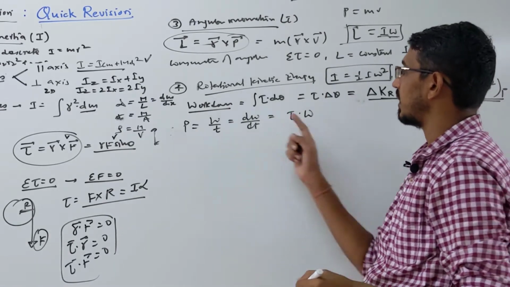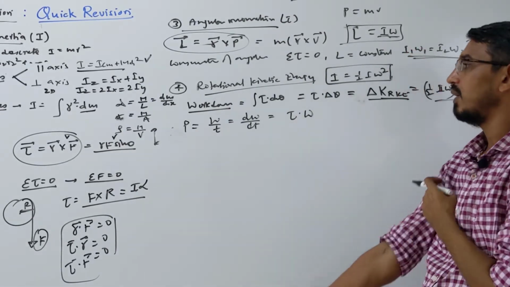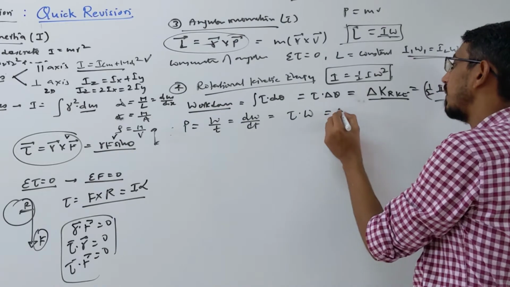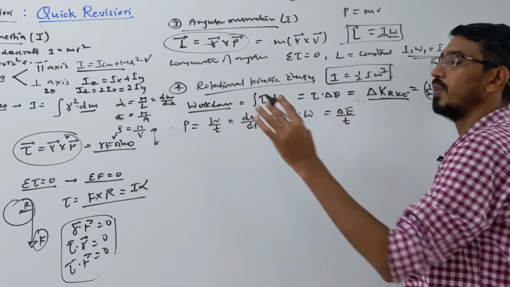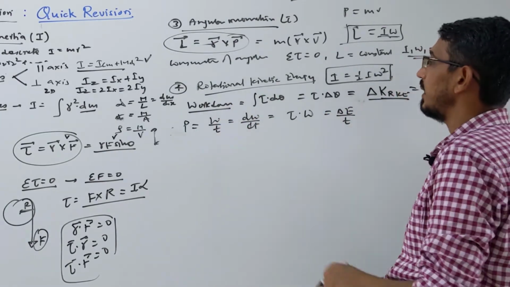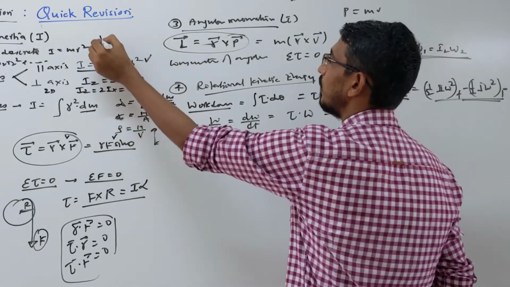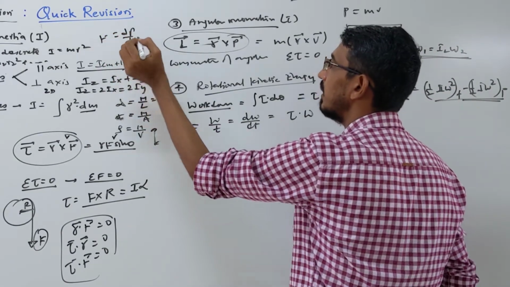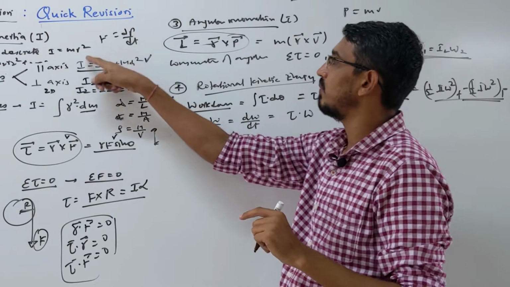So power is also equal to what? Yes, you can say work by time, or you can write change in energy by time. This format you can write for work also. Then here we write Newton's second law: force is equal to dp by dt. That means angular momentum and force relation, right?